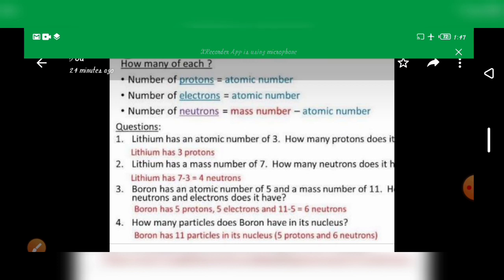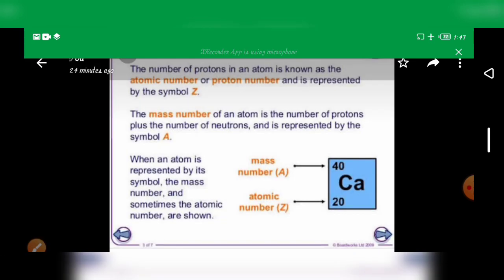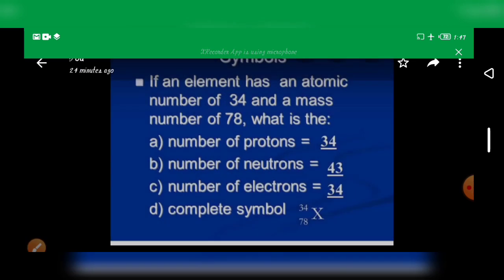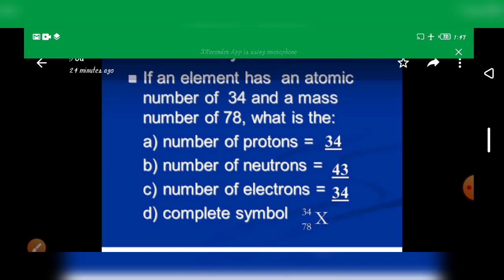Mass number is A and atomic number is Z. I have already calculated these for you, but you should calculate them in your notebook. Okay, again I have given how you will calculate. An element has atomic number 34. You write it like this: mass number is 78. The number of protons is equal to 34.